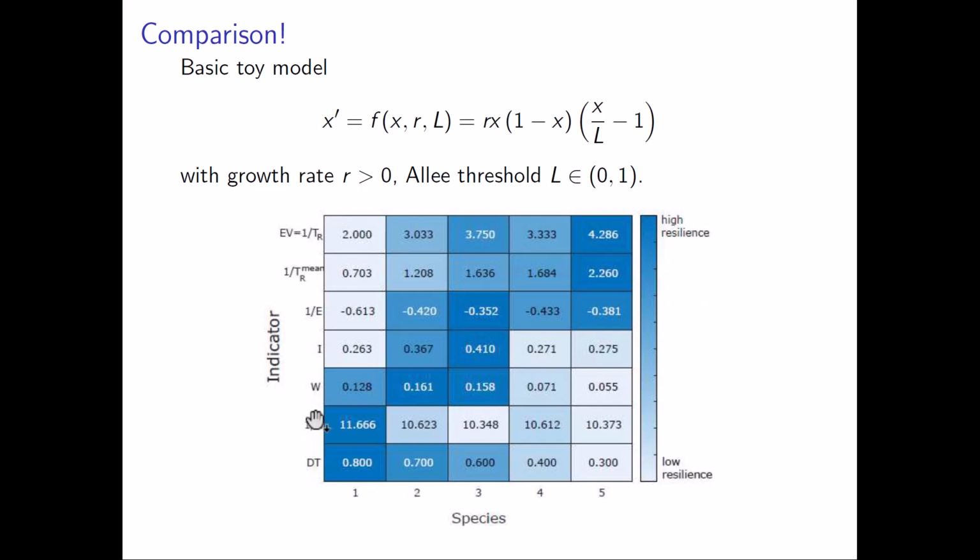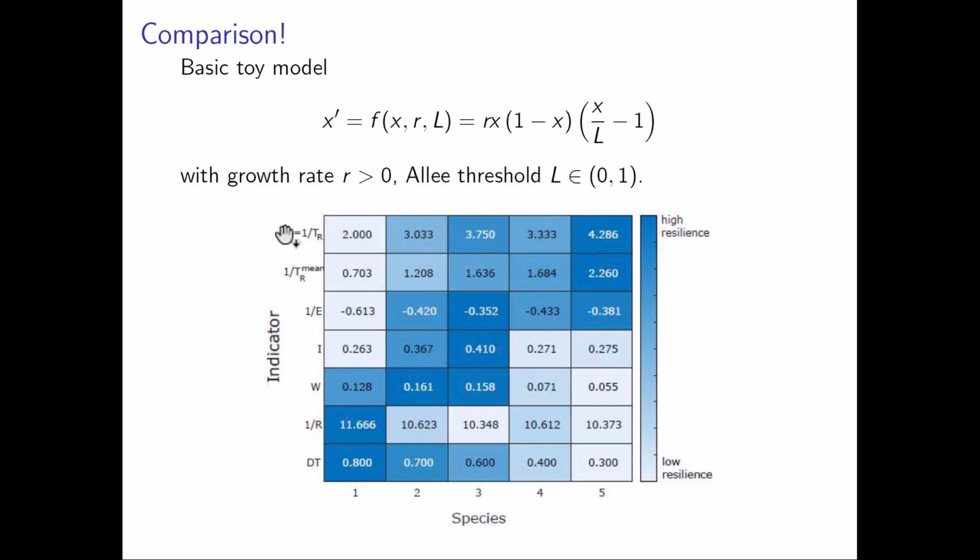Okay, and then if you look at it, on the left you have plotted a few of these indicators, where high resilience is in dark blue and low resilience is in white or light blue. Then you see they vary very broadly. You can vary the parameters of your system, and there's high resilience for one indicator that has a much lower value on another species.